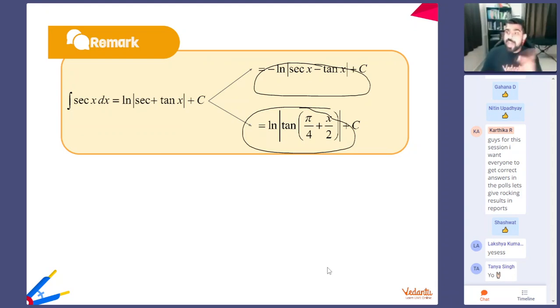Okay. So sir, can an integral have more than one way of expressing? Yes, you can have. So the same integral secant x dx, I can express it in multiple ways also. Got it? So you see, this is what I gave you, which was the first method. You can express it like this.